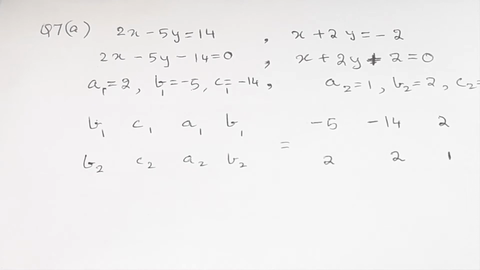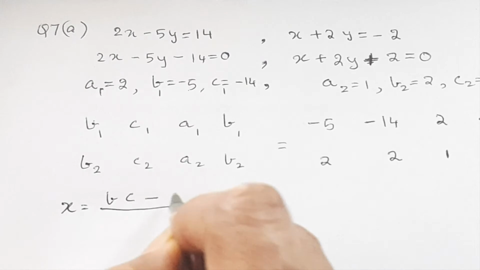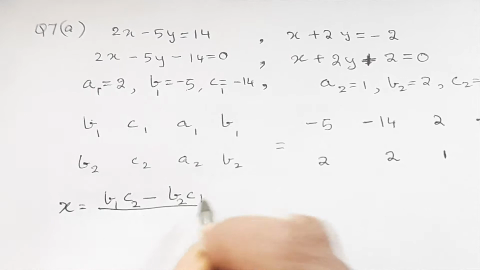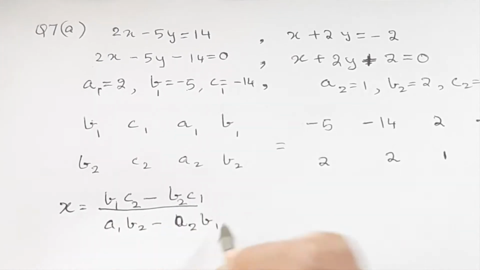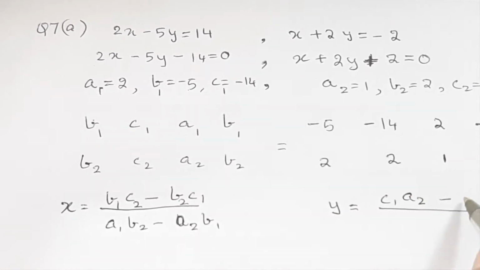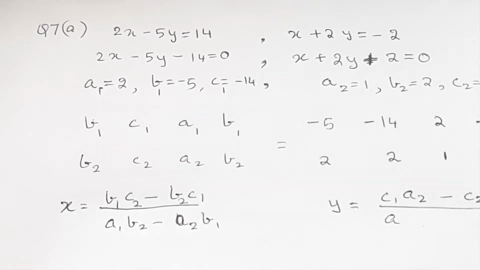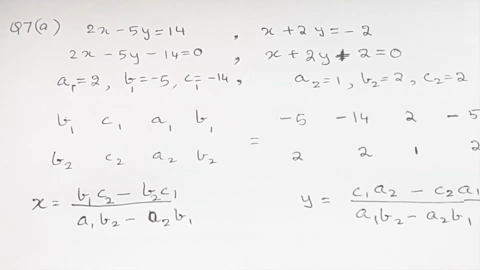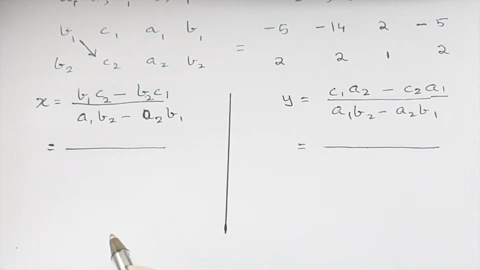Now we are going to write our formula. Our x is equal to, you have to know this by heart, BC minus BC. So it will be B1 C2 minus B2 C1 upon A1 B2 minus A2 B1. And this side we will write the y formula, which will be C1 A2 minus C2 A1 upon this denominator, and this denominator will remain the same. So A1 B2 minus A2 B1. Got that?